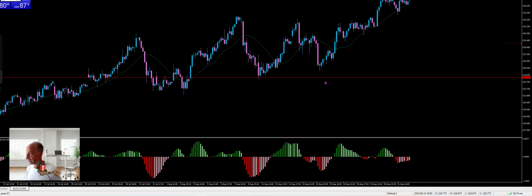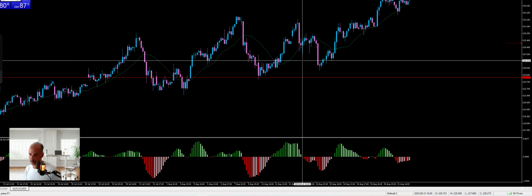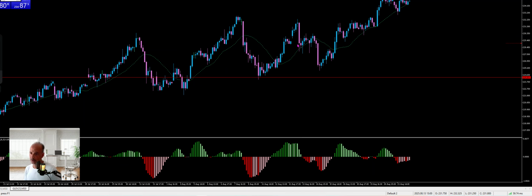Price comes back down below, and you can see the histogram turns red right about here. Okay, so we're not going to go long here because the histogram's turned red. It's now below the 0 line after a big bearish candle down. Definitely not a place you want to think about entering.